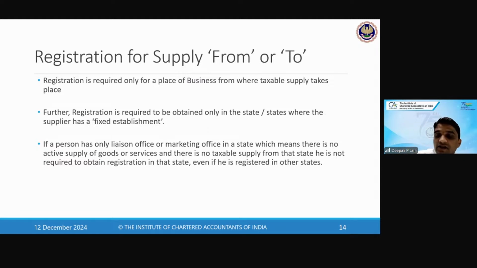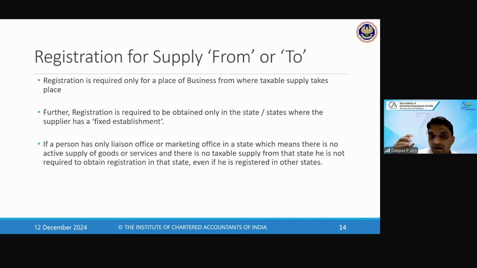So a liaison office does not do any business. It only promotes the main brand, or you can also call it a marketing office, that it does only marketing services. It doesn't do any supply. So such liaison offices are not required to take registration.